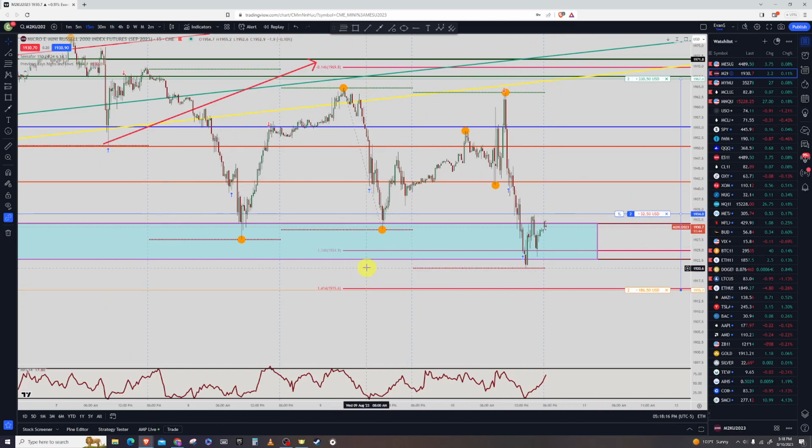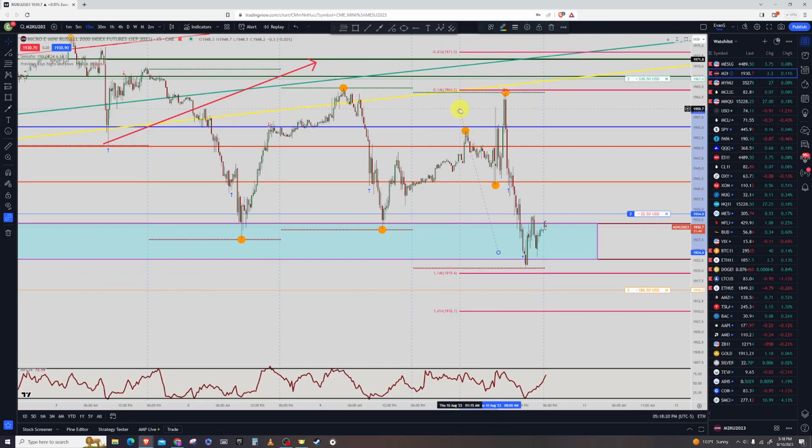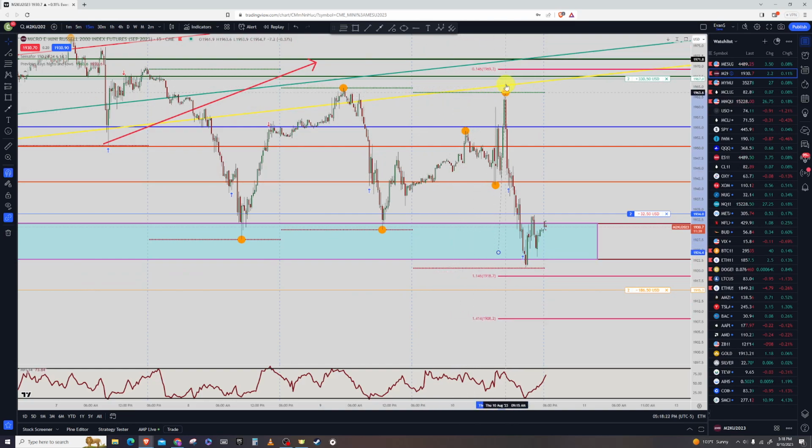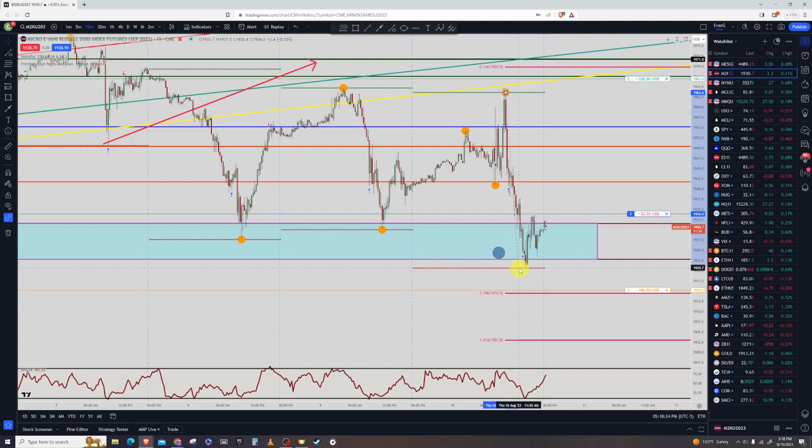I'm not even going to do it for the next day's daily extension levels, which would be, let's see here, right there and right there. So that's the daily extension levels for, I'll tell you what, I'll just put it, okay, I will.